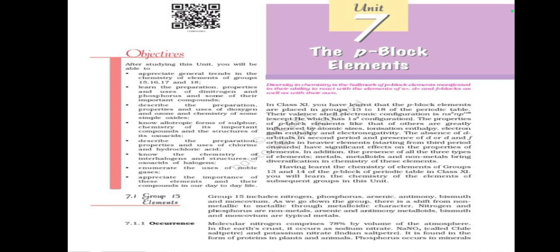Group 15 elements. Group 15 includes nitrogen, phosphorus, arsenic, antimony, bismuth, and moscovium. As we go down the group, there is a shift from non-metallic to metallic through metalloidic character. Nitrogen and phosphorus are nonmetals, arsenic and antimony are metalloids, bismuth and moscovium are typical metals.